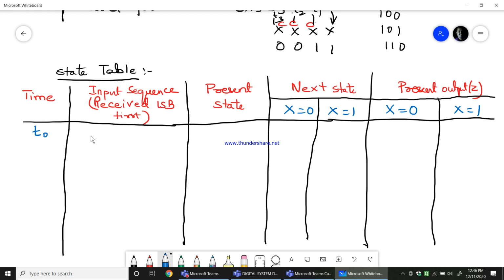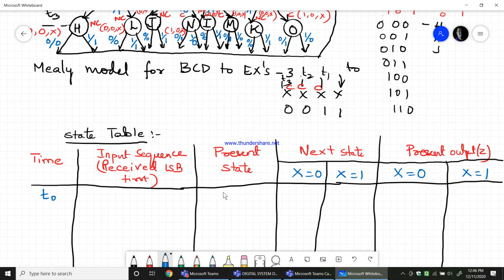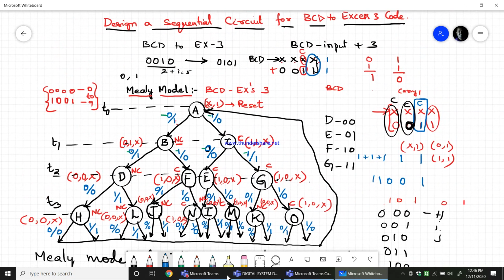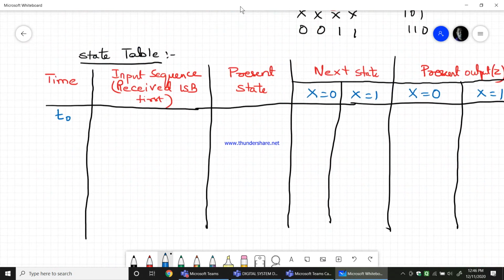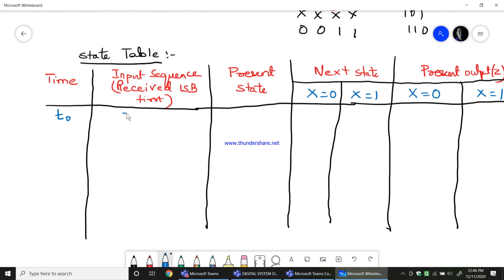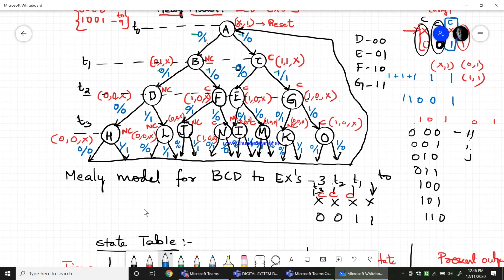At T0, if you look into the diagram, it's a reset state which I told you. Therefore, we will say reset. The present state was A, right? At T0 the present state is A. The next state would be what? B and C. At input 0 it is B, at input 1 it is C.